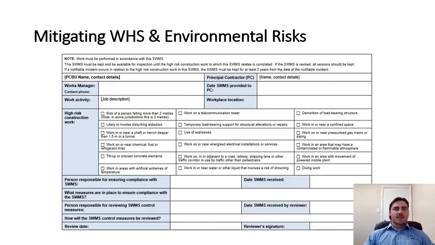Mitigating WHS and environmental risks. It is important to comprehend all risks involved and produce the appropriate controls for each risk. The environmental and WHS risks identified must be reduced by applying controls. To ensure these controls are acknowledged, the site crew must sign on to the SWIMS prior to beginning work.